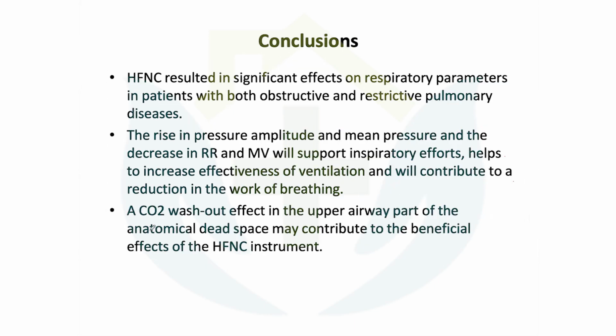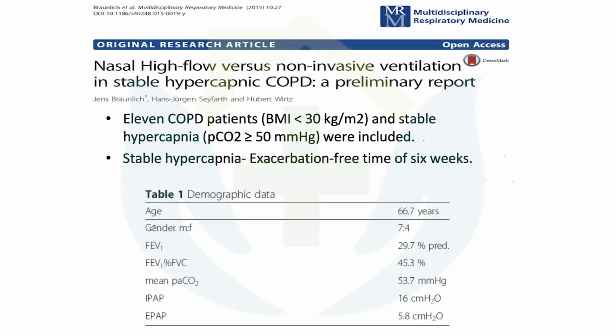So in this study conclusion, HFNC had a significant effect on the respiratory parameters, especially in COPD or restrictive, obstructive pulmonary disease. The CO2 washout effect in the upper airway is due to anatomical dead space reduction and the beneficial effect of the HFNC instrument. So maybe it helps in CO2 washout. One is reducing the dead space, and second is its PEEP effect on the lungs. It helps in opening the airway.